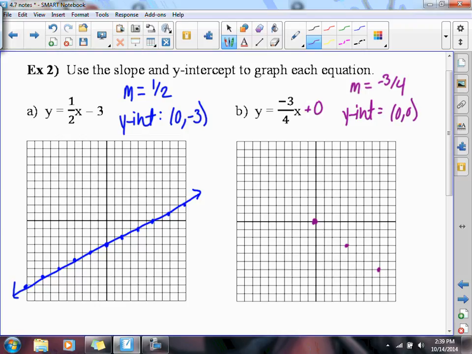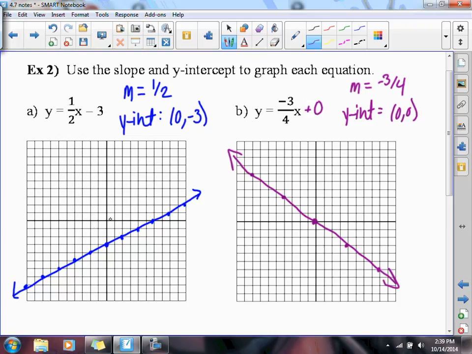But if you want to make some more points going the other direction, you can, but now you have to reverse your movements. So go back to 0, 0 and go up 3 and to the left 4. Again, this is the only time that we go to the left, when we're backtracking. And there's your line.